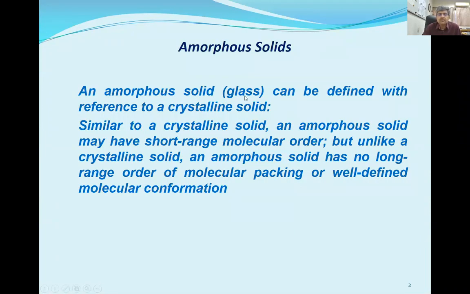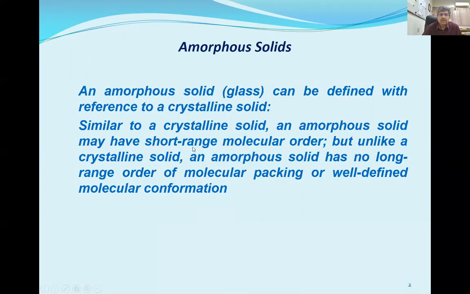An amorphous phase, or what we also call a glass, can be defined with reference to a crystalline solid. Similar to a crystalline solid, an amorphous solid may have short-range molecular order, but unlike a crystalline solid, an amorphous solid has no long-range order of molecular packing or well-defined molecular conformation. This becomes the most important aspect, that the amorphous solids can only have a short range order and they do not have a long range order.